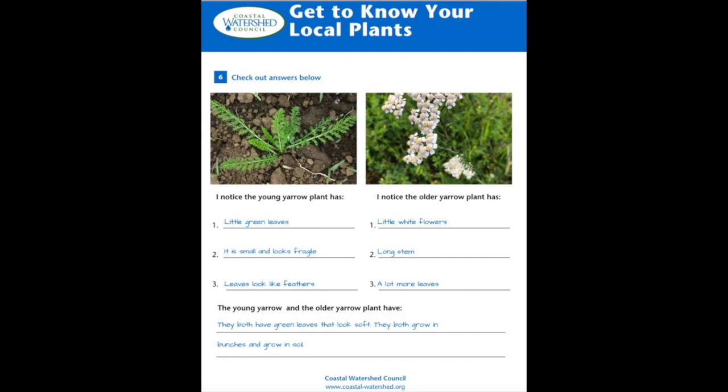And then I noticed for the older yarrow plant that it has little white flowers and that they're bunched together, has a long stem, and has a lot more leaves than the younger plant. And I noticed that the young yarrow and the older yarrow both have green leaves that look soft, and they both grow in bunches, and of course they grow in soil.